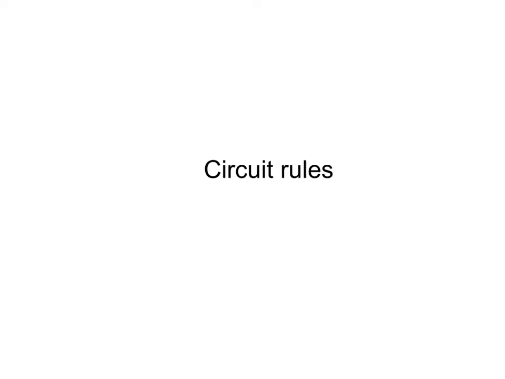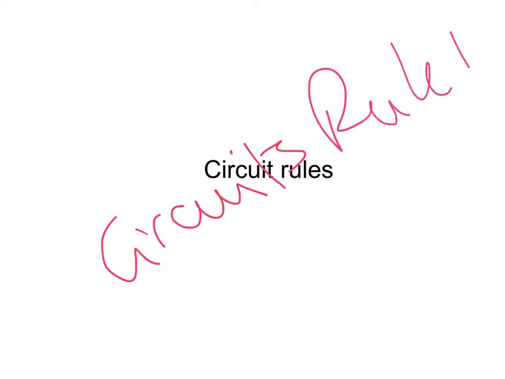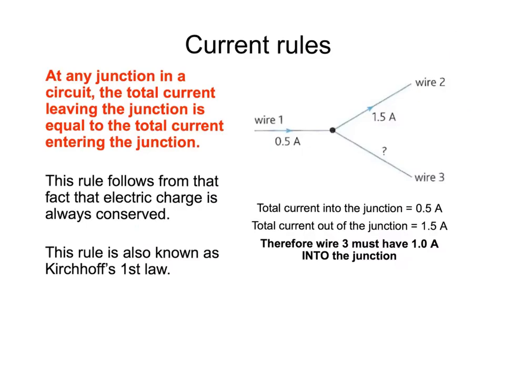Circuit rules. This is Kirchhoff's first law. At any junction in a circuit, the total current leaving the junction is equal to the total current entering the junction.